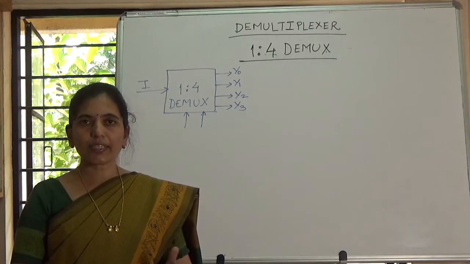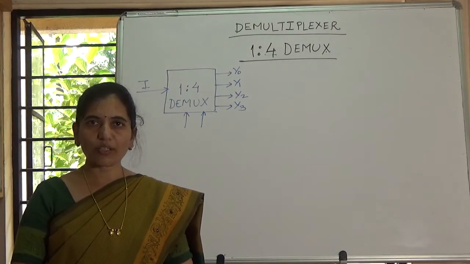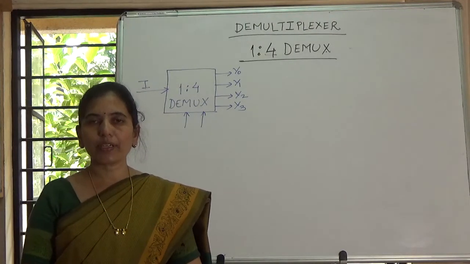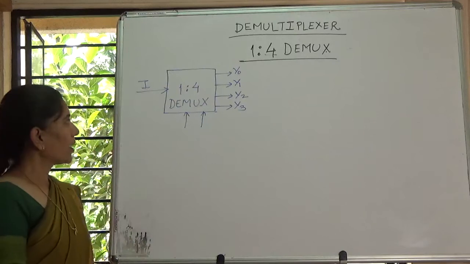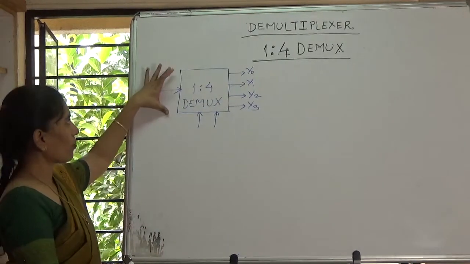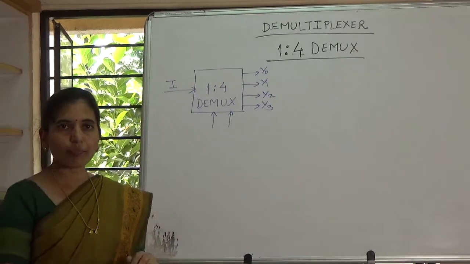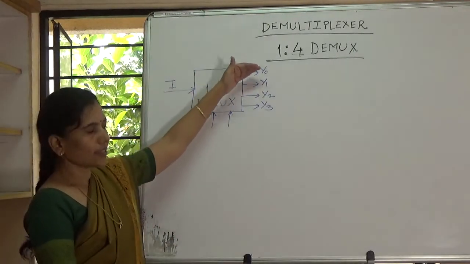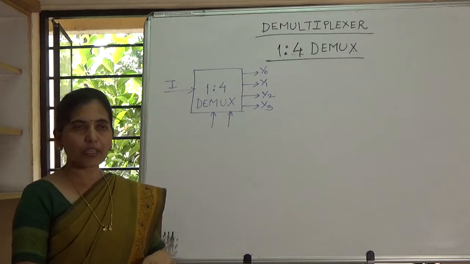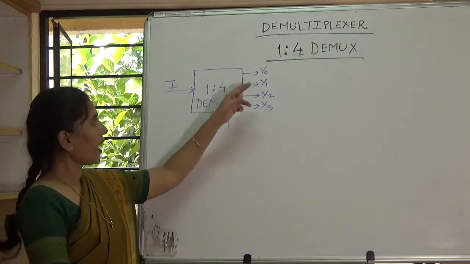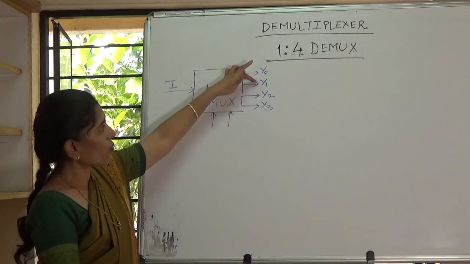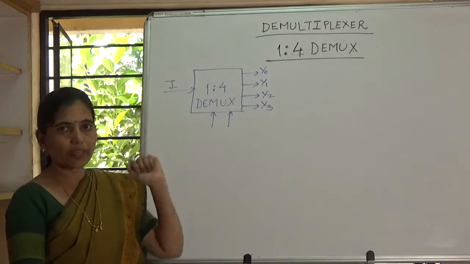Students, let us now learn the working of a 1:4 demultiplexer and understand how it can be implemented using basic gates. So a demux, as we have already seen, is a combinational circuit which has only one input and it has several output lines. A 1:4 demultiplexer will have one input line and four output lines. We have named them as Y0, Y1, Y2 and Y3.